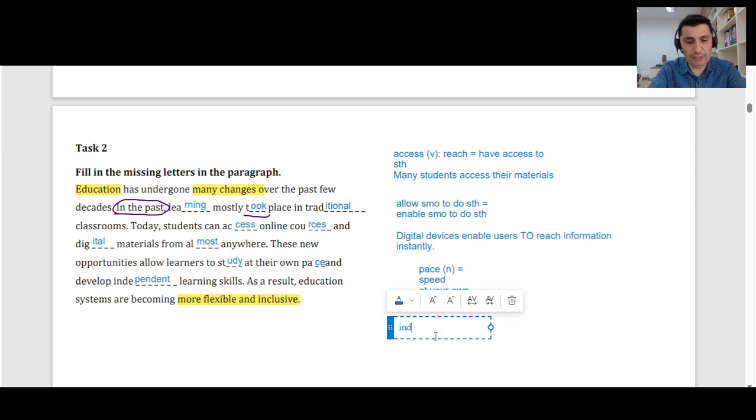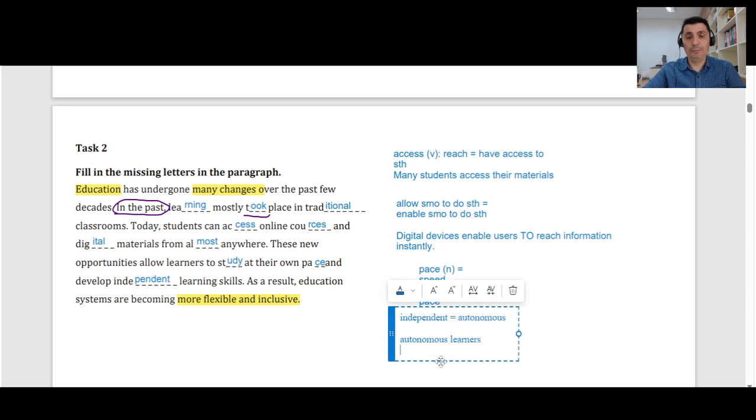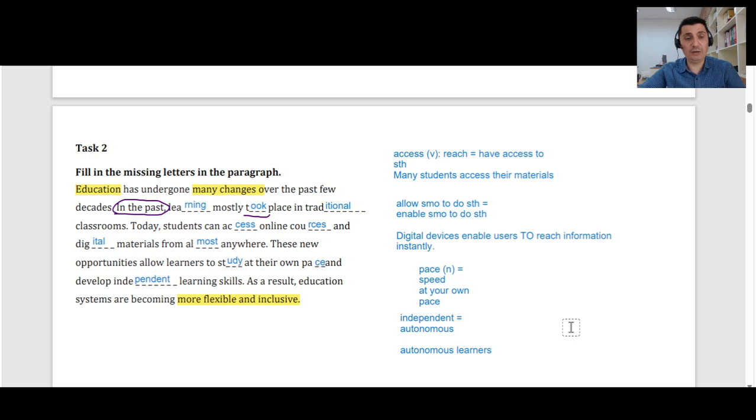Maybe we can put it down here. Independent is the same as autonomous. So, for example, we always use the word autonomous learners, for instance, autonomous learners, learners who can learn by themselves without help of anyone or anything. Okay. All right. So we looked at some beautiful vocabulary items and we answered the questions here.